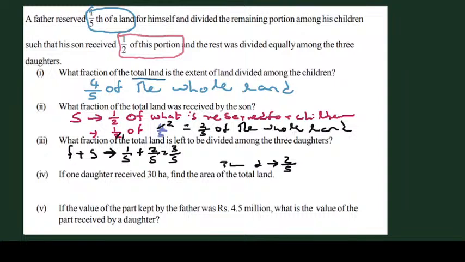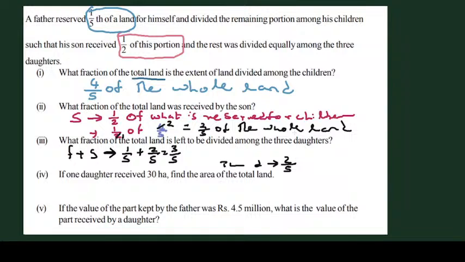Roman 4. If one daughter receives 30 hectares, HA is a unit like centimeters, a unit that we use to express areas, especially areas of big lands. HA stands for hectares. So if one daughter receives 30 hectares, find the area of the total land.